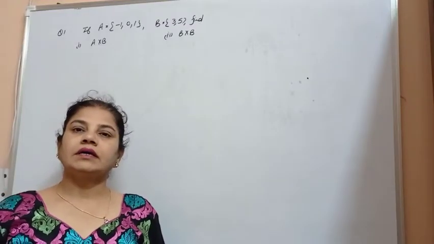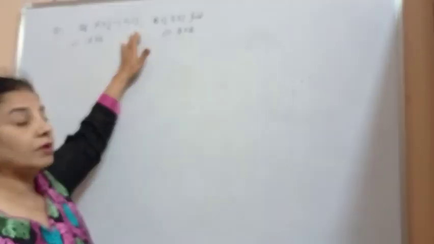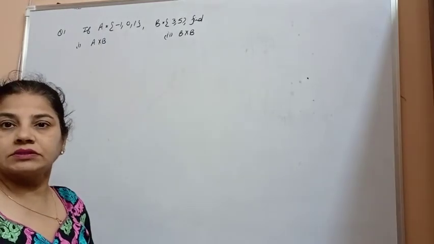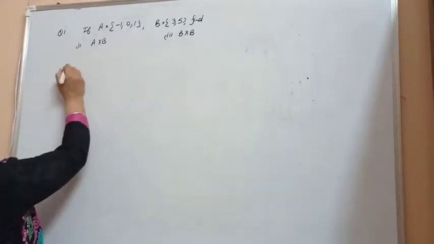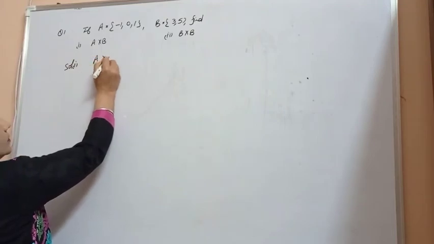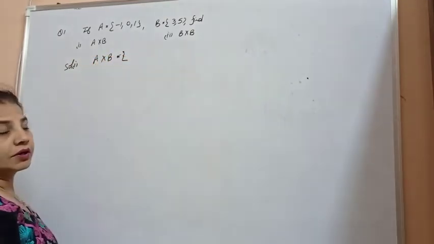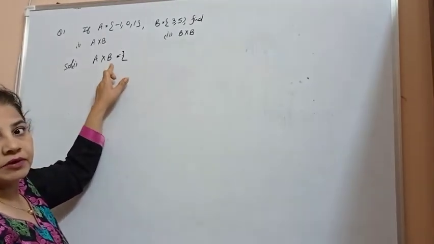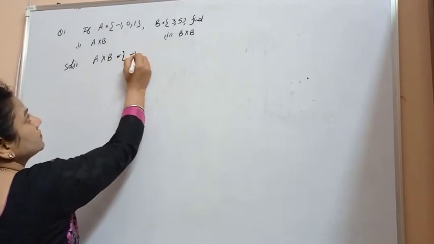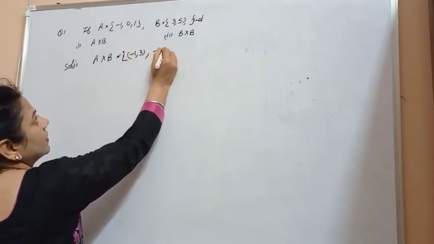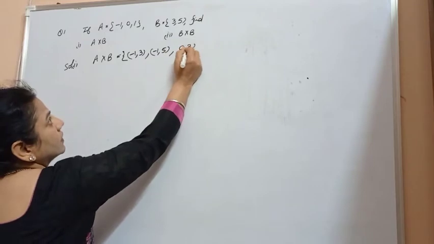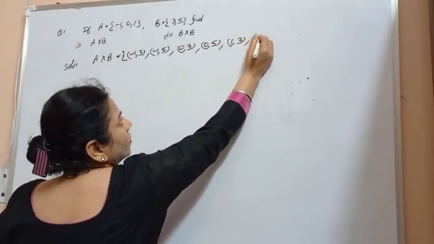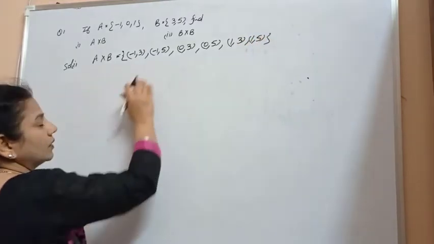If set A is given as {-1, 0, 1} and B is {3, 5}, find A cross B and B cross B. For A cross B, we make ordered pairs where the first element is from set A and the second element is from set B. So we will have (-1, 3), (-1, 5), (0, 3), (0, 5), then (1, 3) and (1, 5). This is how we can calculate A cross B.